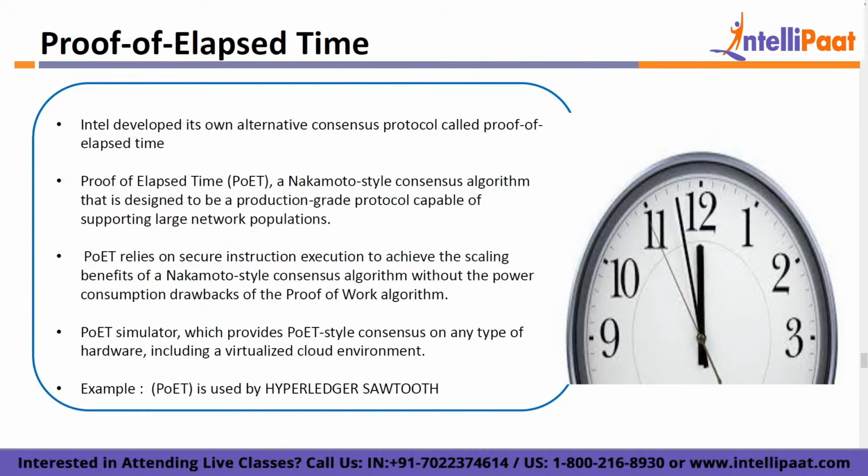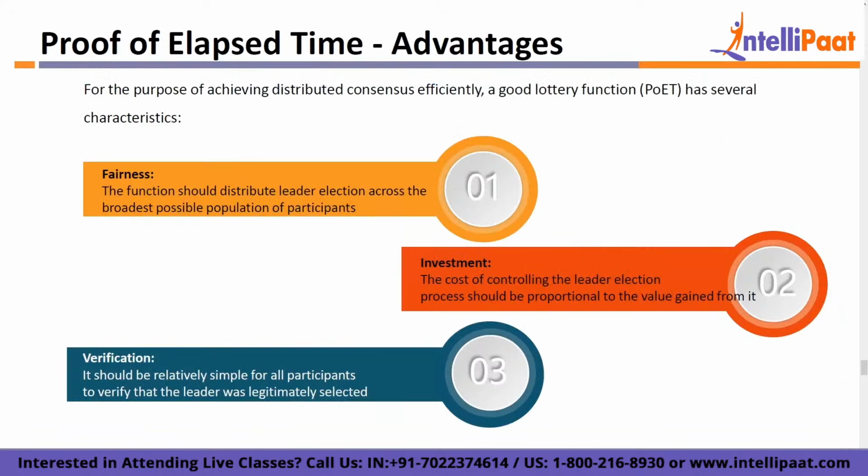POET is used by Hyperledger Sawtooth, which is again an Intel blockchain network. The POET simulator provides POET-style consensus on any type of hardware, including a virtualized cloud environment. So this consensus algorithm can be used in any environment, including virtualized cloud environments as well. So what are the advantages? Why should we be using POET over proof of work and other existing PBFT or other consensus mechanisms?